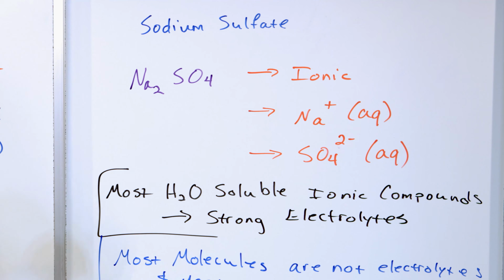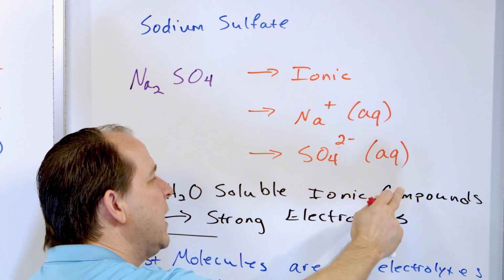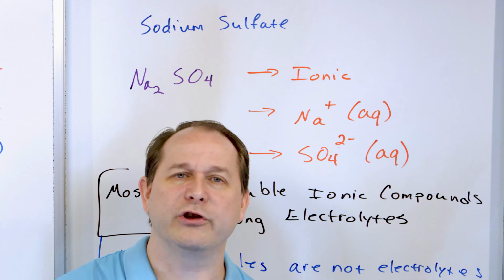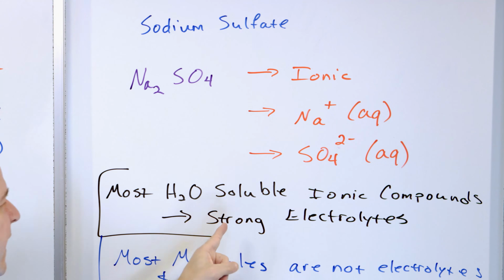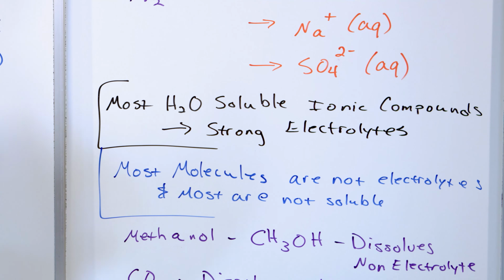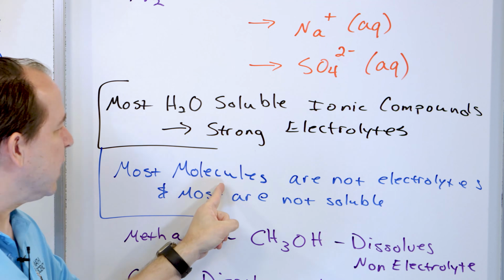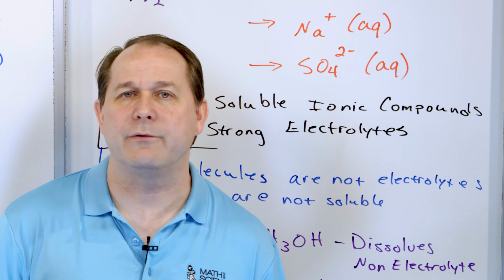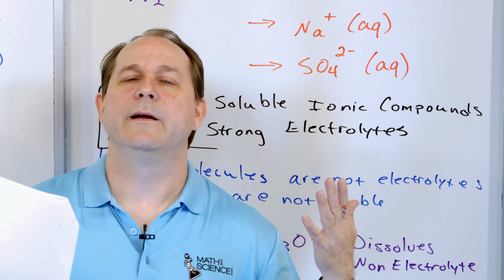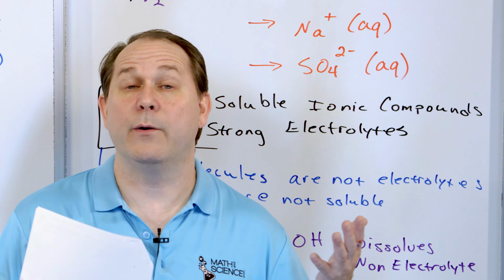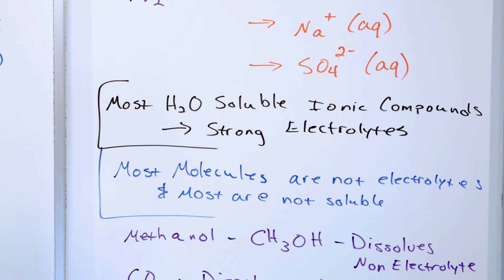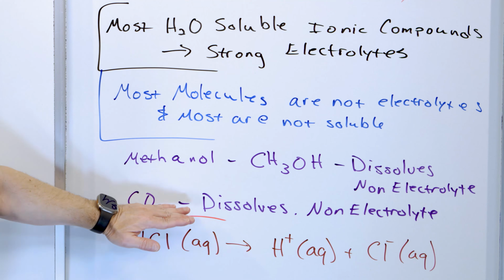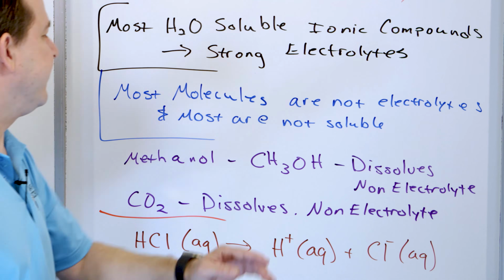So the general rule of thumb is most water-soluble ionic compounds, and most ionic compounds are water-soluble, there's some exceptions, but if they're soluble in water and if they're ionic, they are strong electrolytes. That's what I want you to remember. And also, most molecules are not electrolytes, and most of them are not soluble in water, even though I gave you counterexamples in this lesson. Most of the time, they won't dissolve in water. Most of the time, they will not break down, even if they do dissolve in water. Methanol, for example, does dissolve, but does not break down, so it's not an electrolyte. Carbon dioxide does dissolve, but it doesn't break down, so it's a non-electrolyte.